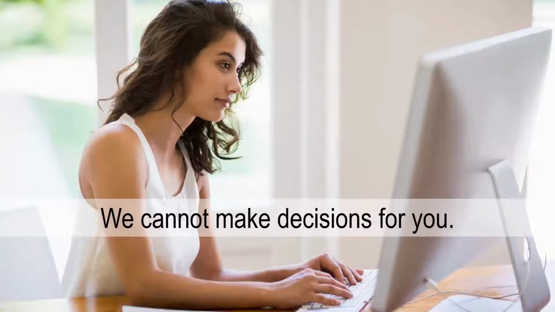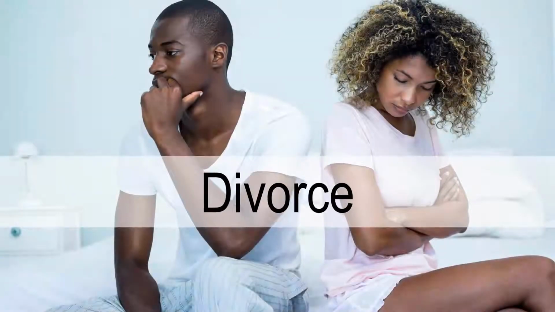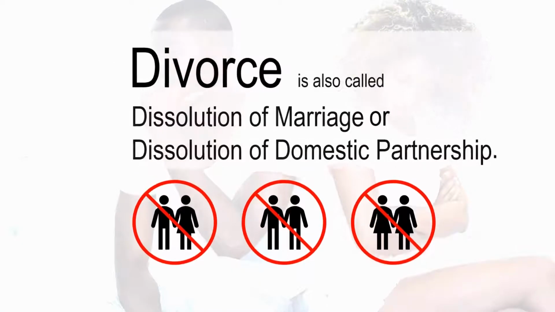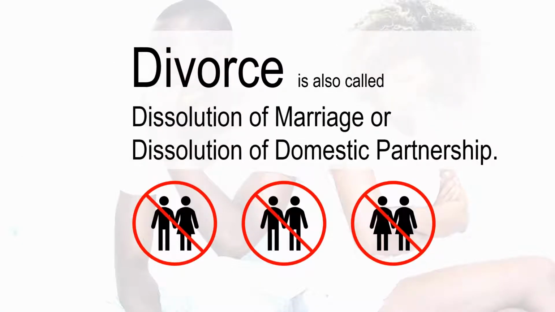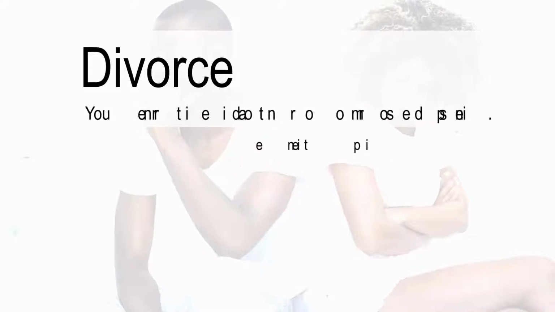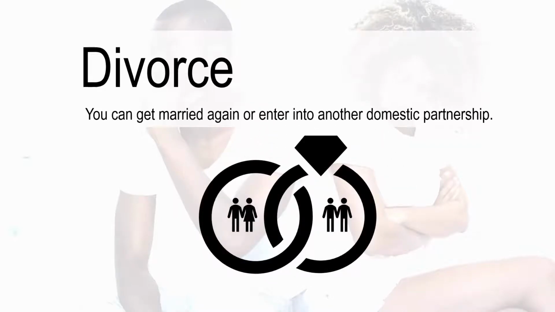You are here today because you want to learn more about how to end a marriage or domestic partnership. Let's start by learning the difference between a divorce, legal separation, and nullity in case it applies to your situation. Divorce. A divorce ends your marriage or domestic partnership. A divorce is also called a dissolution of marriage or dissolution of domestic partnership. After you get divorced, you will be single and certain responsibilities to and from your spouse will end. Once your divorce is final, you can also get married again or enter into another domestic partnership.